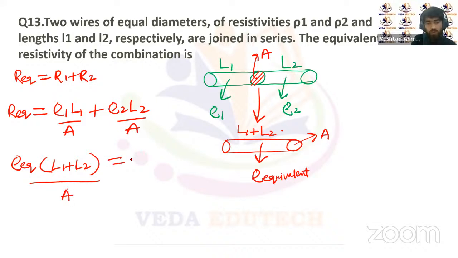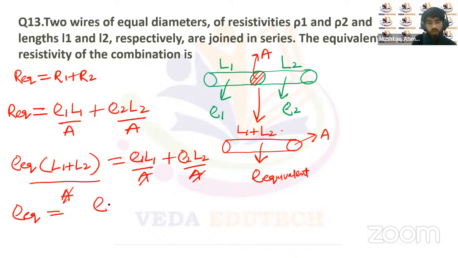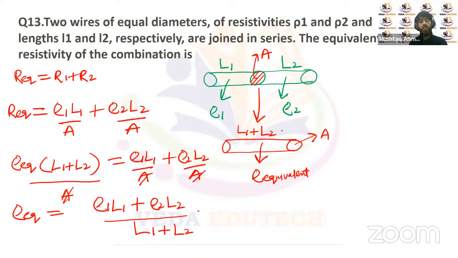So it will be equal to ρ1 L1 upon A plus ρ2 L2 upon A. A and A will get cancelled. We will be left with equivalent resistivity as ρ1 L1 plus ρ2 L2, upon L1 plus L2. So this will be the equivalent resistivity of this conductor if they are joined together.